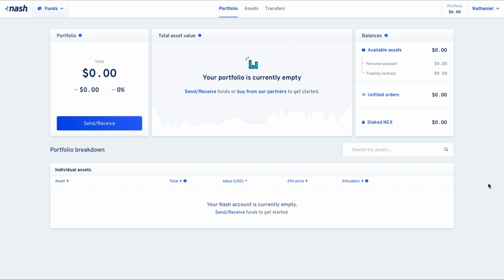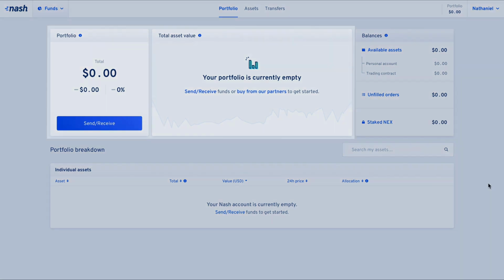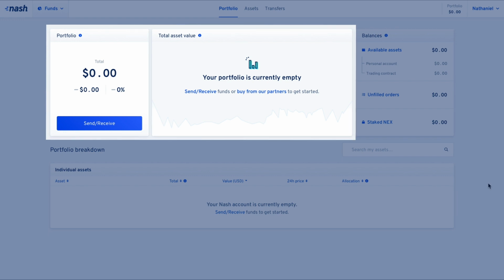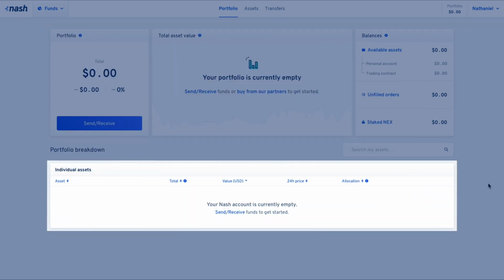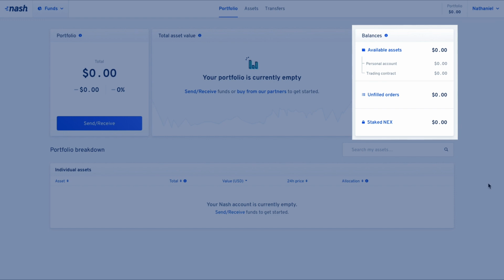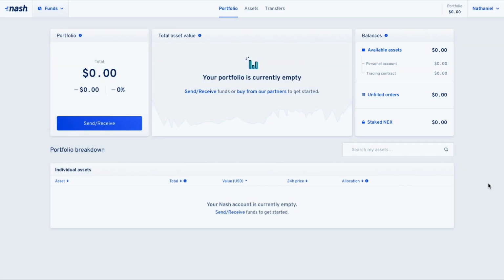The platform is broken down into 5 main sections: funds, trading, staking, buy-sell, and your account profile. In the Portfolio tab of funds, you can see your entire portfolio's progress over time, your individual assets and their performance, and the split of all of your assets across your Nash account.